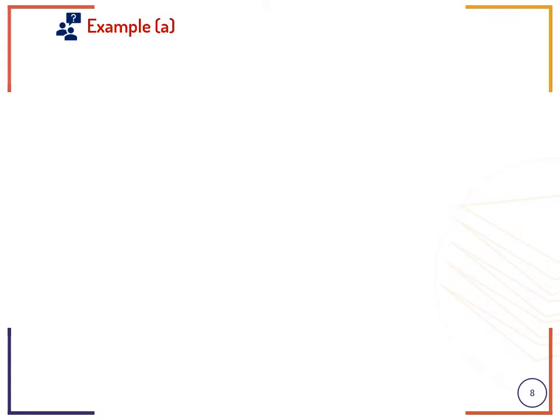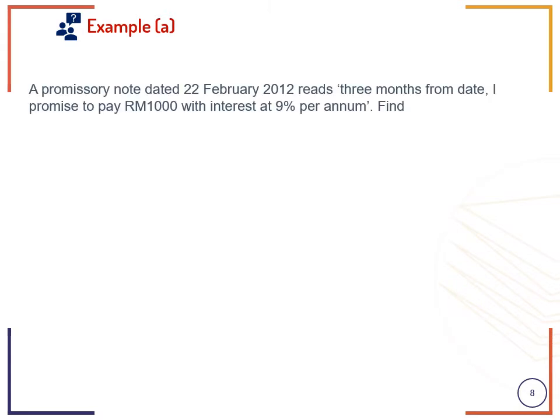Now, let's solve example A. A promissory note dated 22nd of February 2012 reads, 3 months from that date, I promise to pay 1,000 ringgit with interest at 9% per annum. Find the maturity date of the note and the maturity value of the note.